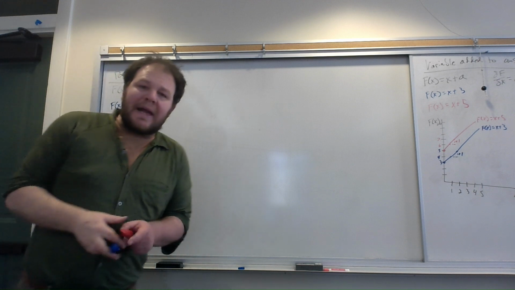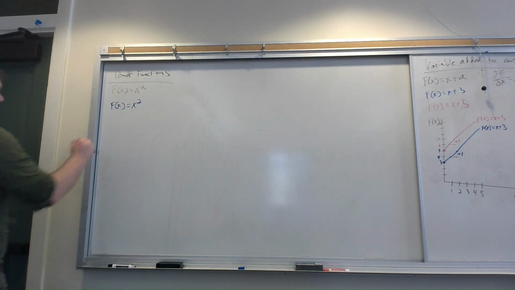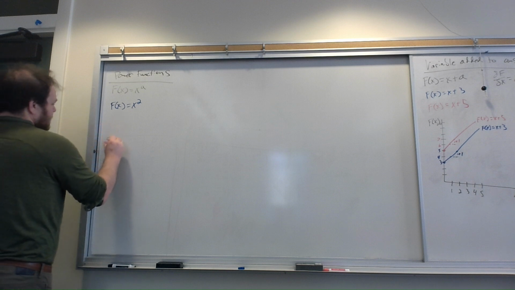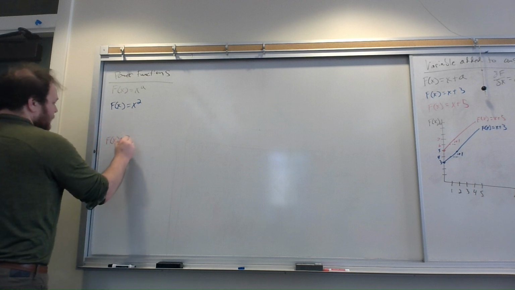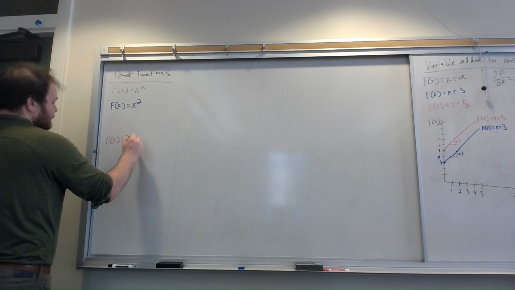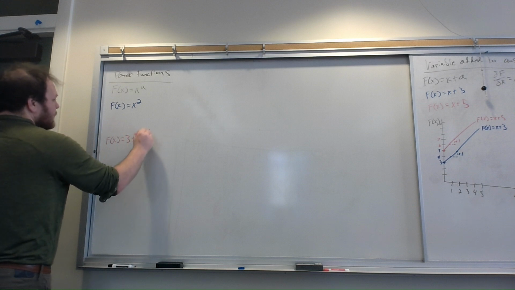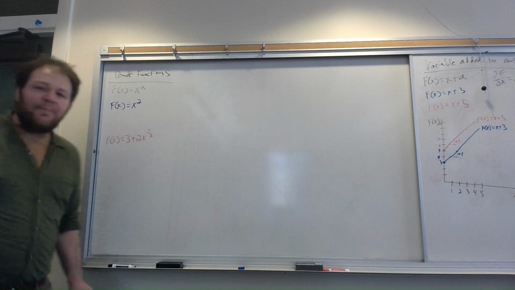And to throw a curveball at you, let's start combining our rules. So I could say f of x equals 3 plus 2x to the 1/3. Okay, good.